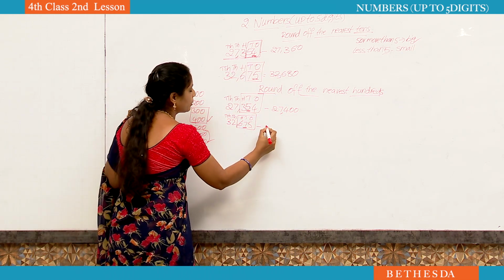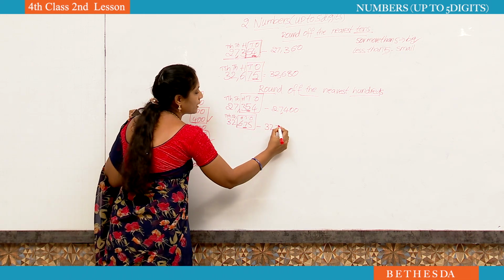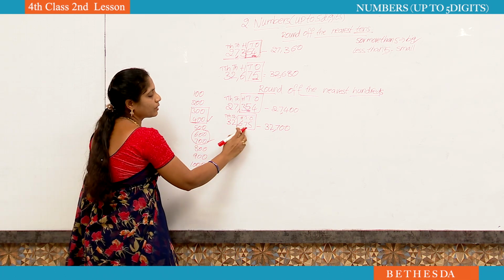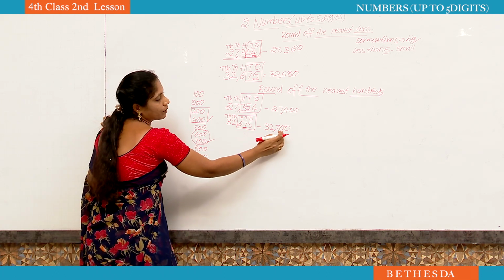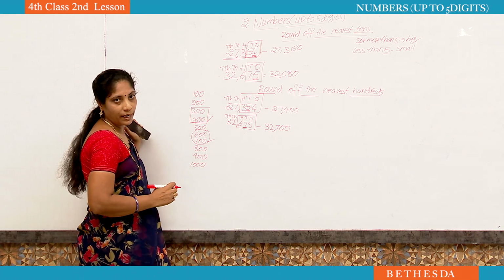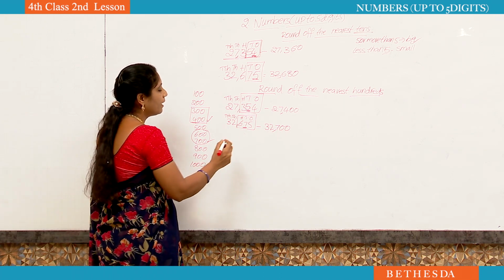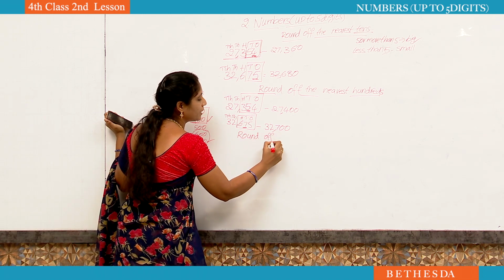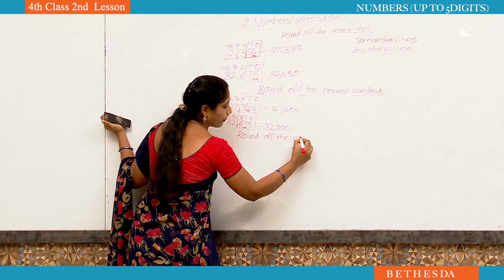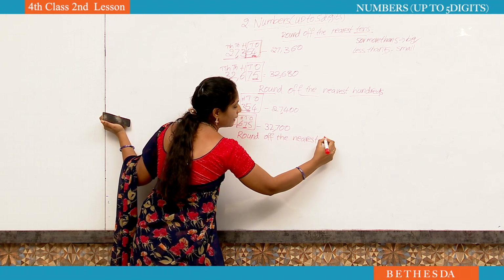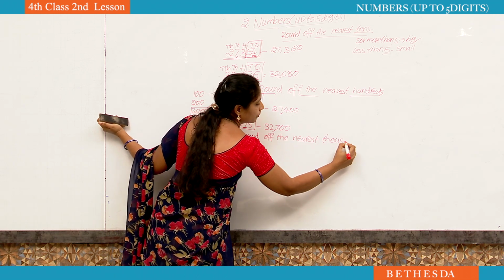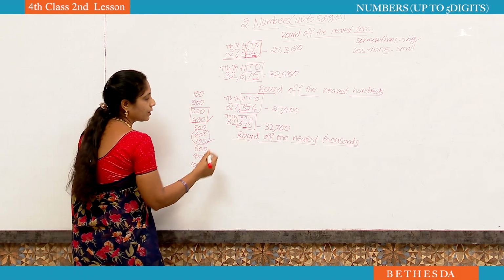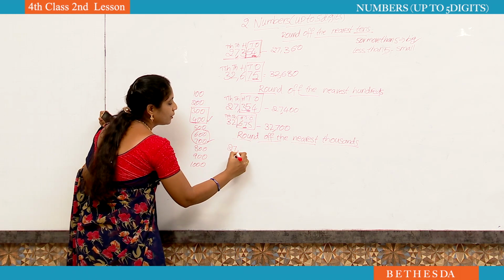700. Thousands place we have to write as usual. From the hundreds place onwards we have to change. Now what is the nearest hundred for 32,675? 32,700. Did you understand? Now we are going to find the nearest thousands. Round off the nearest thousands. Thousands now. Nearest thousands. As usual, but we are changing the thousands place only.